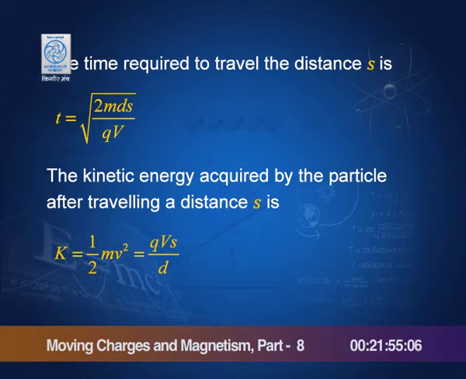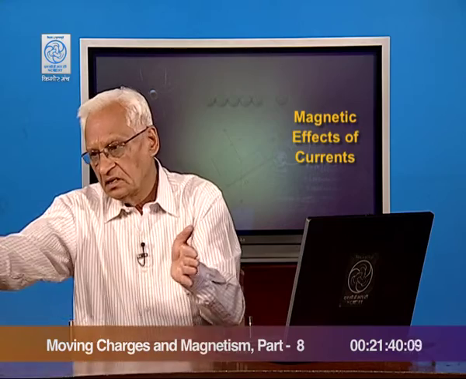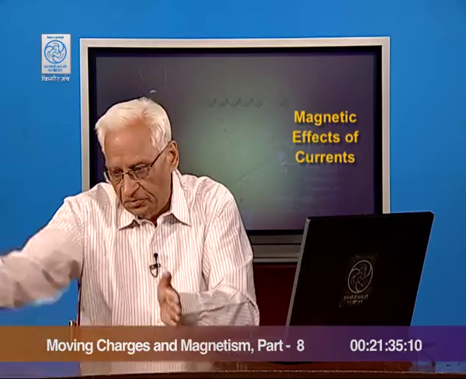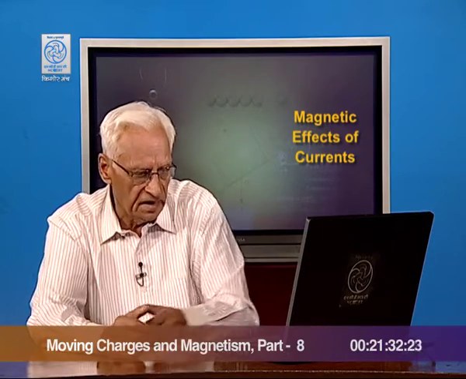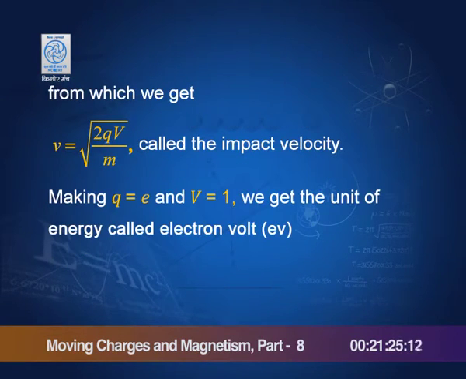So, that is the kinetic energy, and remember that the kinetic energy here depends on the charge and the electric field and the distance covered, but not on the mass. So, protons and electrons travelling through the same potential difference, the same distance, would have the same kinetic energy. So, the kinetic energy is half m v squared equals qV, and from this we get v equal to root of 2qV by m, and this velocity is sometimes called impact velocity.